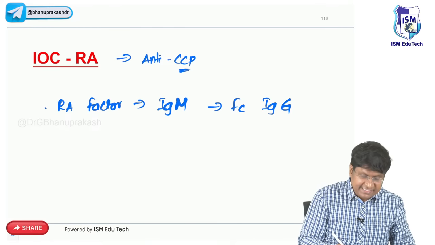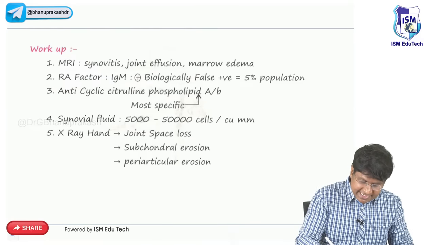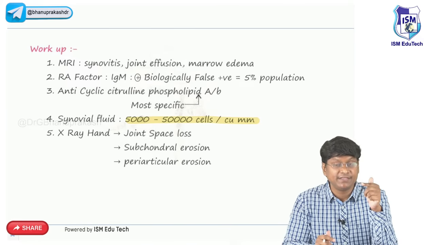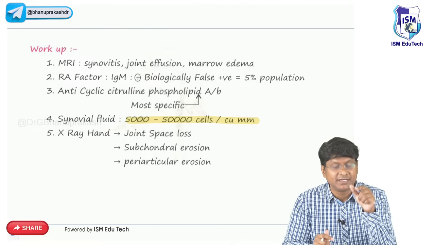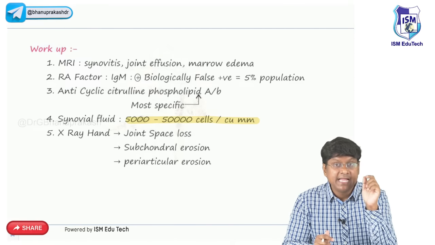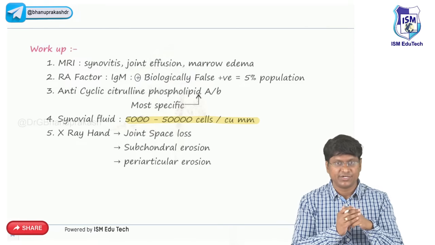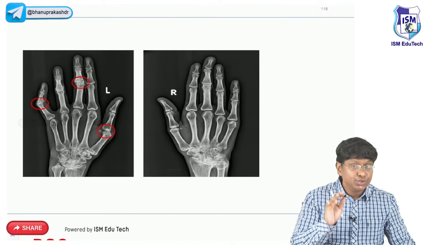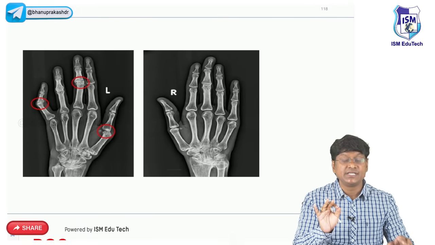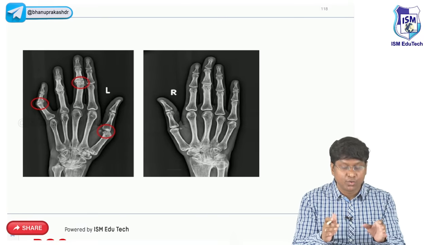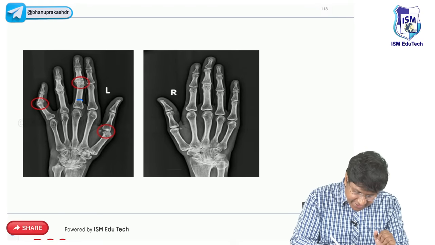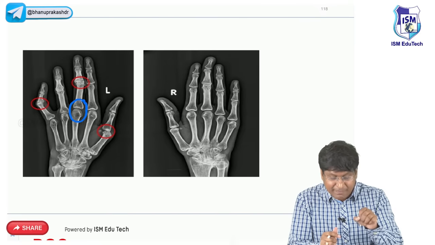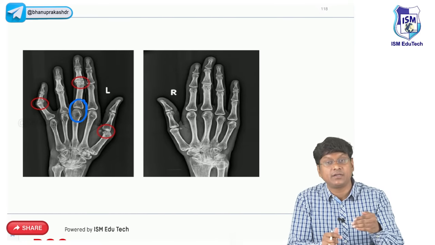Right, and the other investigations are the synovial fluid examination. Synovial fluid examination in rheumatoid arthritis will show you 5000 to 50,000 cells per cubic millimeter. Why? Because it's an inflammatory condition. And next important is the X-ray. Whenever you do an X-ray of the digits, you will notice periarticular erosions or periarticular osteopenia. Surrounding the joint you can see that it is blackish in color. That tells you there is periarticular osteopenia.